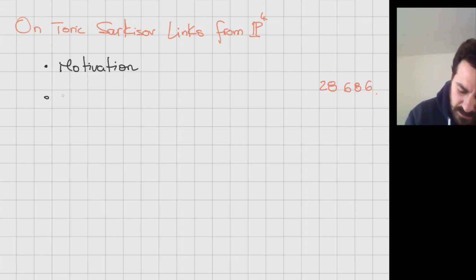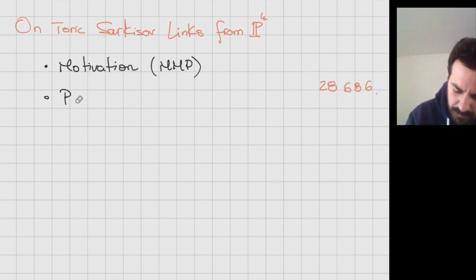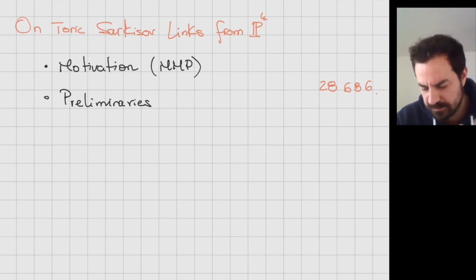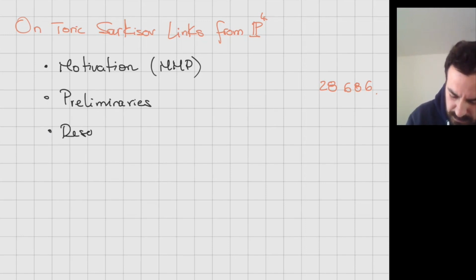So some motivation. This is basically like minimal model program stuff. Some preliminaries, so defining, more or less, not really defining, but saying what a Sarkisov link is, saying what a Mori fiber space is, what a weighted blowup is, and so on and so forth. And finally, some results.